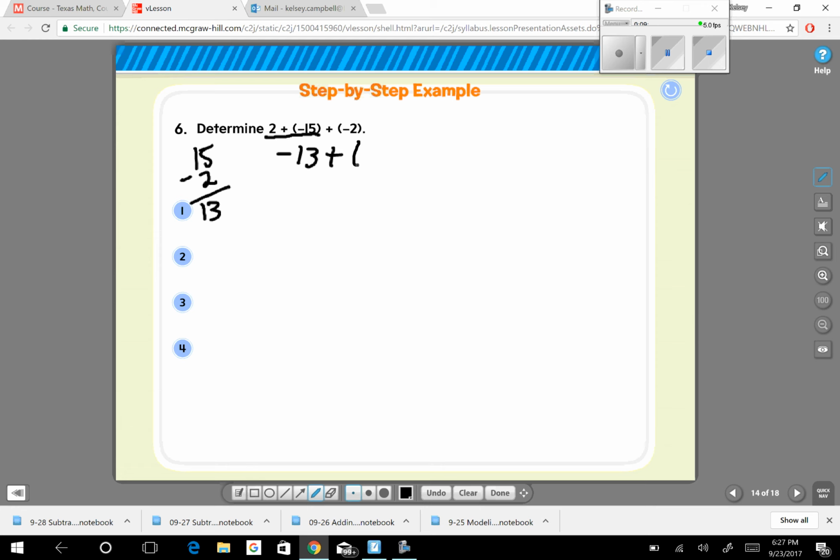And plus negative 2. Got to bring down the rest of your problem. Negative 13 plus negative 2. These have the same sign, so now you're going to add and keep that sign. So they're both negative, so your answer is going to be negative, and 13 together with 2 is 15. So our total answer is negative 15.